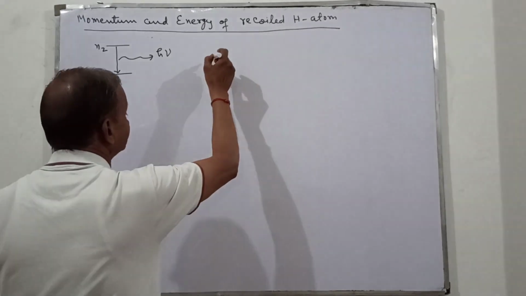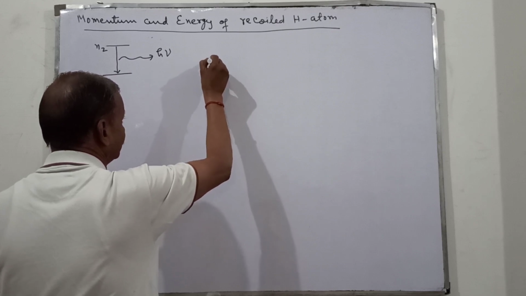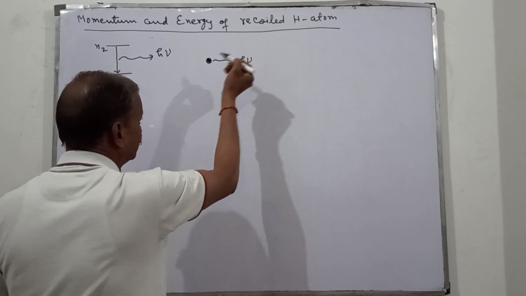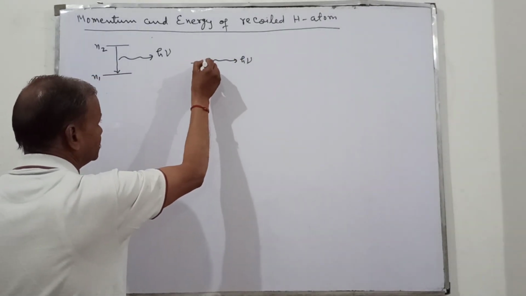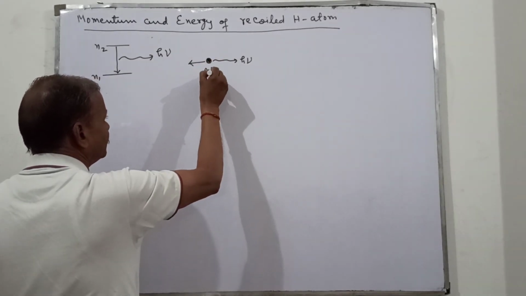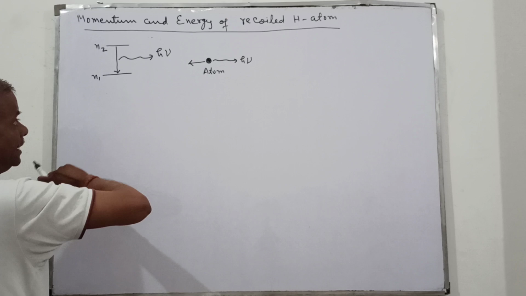Suppose these are the energy states N1 and N2. This is the emission of photon. So now here what we have is the atom. When there is a transition with emission of photon, this atom is recoiled in this direction. So this is the atom, this is the recoil, this is the momentum and energy of this recoiled atom.